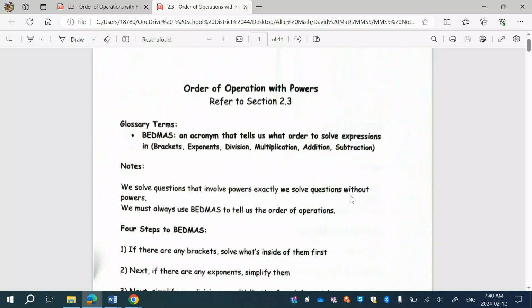So some glossary terms, and I feel like this is very likely review for you. BEDMAS, okay? This is an acronym that tells us the order to solve expressions. And famously, it goes brackets, exponents, division, multiplication, addition, subtraction. Division and multiplication kind of take place at the same time, and addition and subtraction kind of take place at the same time. So if you have both division and multiplication, you go left to right, just like reading a book. And again, also if you have addition and subtraction, you go left to right, just like reading a book.